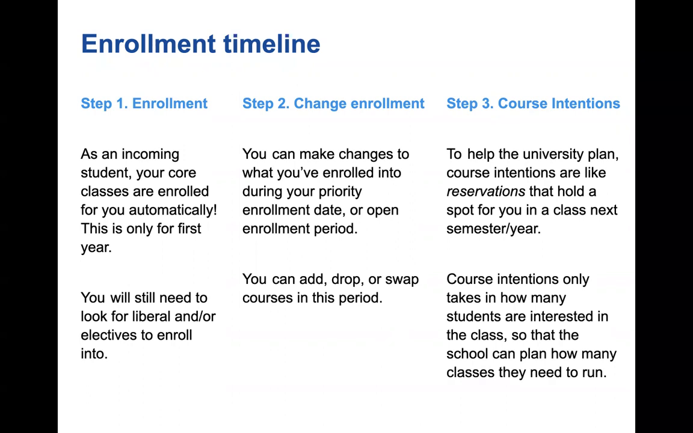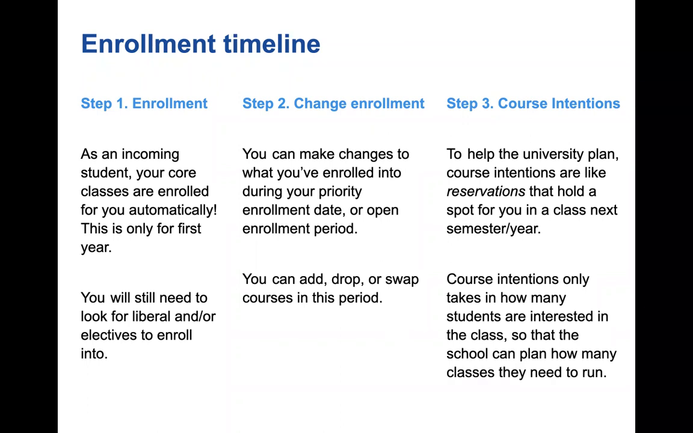And then step 3, course intentions. You'll hear the term course intentions being thrown around a lot, but course intentions are basically like reservations. Think of reservations that you have for a really busy restaurant. The restaurant needs to know how many people are coming, how much food to make, and all those details in advance. So same idea. To help the university plan, all students are mandated to participate in course intentions, and course intentions happen generally in March.